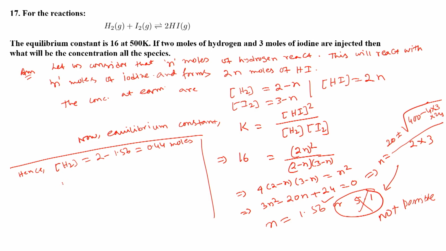Okay, and then concentration of I2 is 3 minus 1.56. So, we get 1.44 moles, and concentration of HI is 2 into 1.56, so 2n, so we get 3.12 moles. Okay. We move to problem number 18.